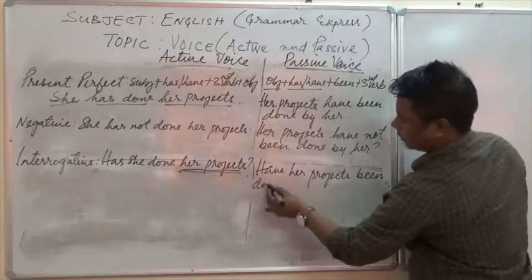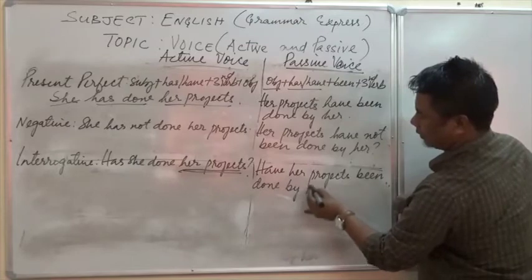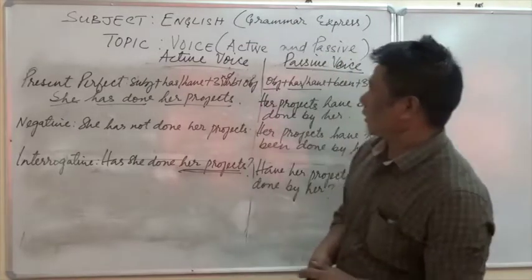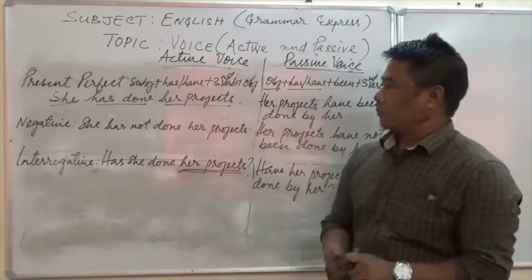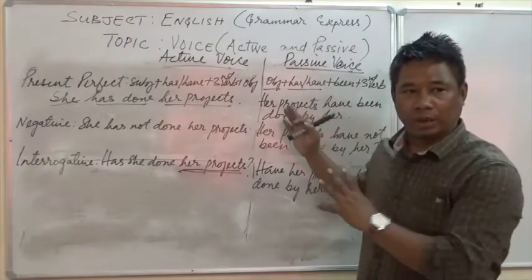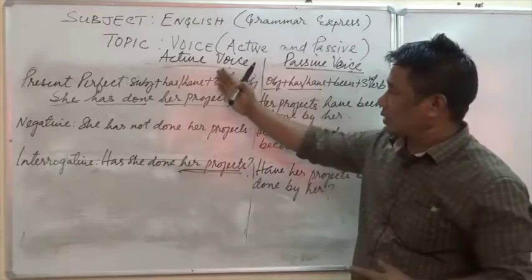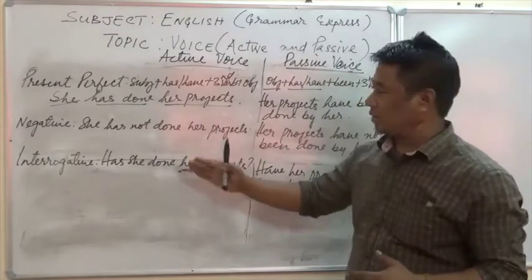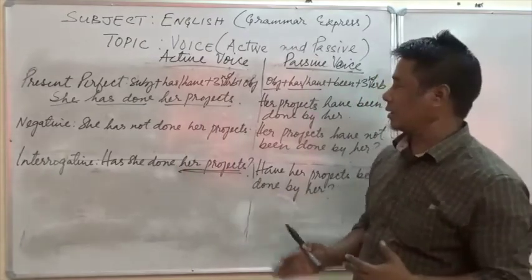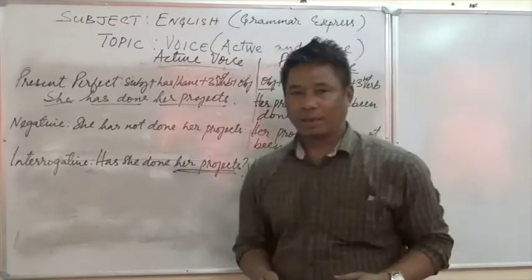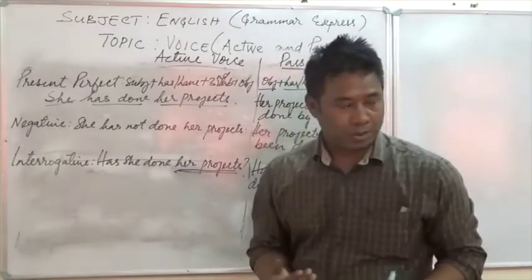Then done by her. So here we have all the perfect tense, active voice and passive voice, how to change. Okay, we can move on. Active voice, passive voice, how to change a sentence from negative or interrogative. We go to the next one.